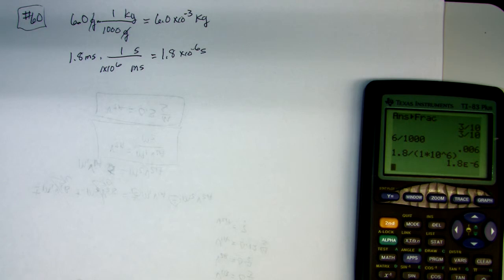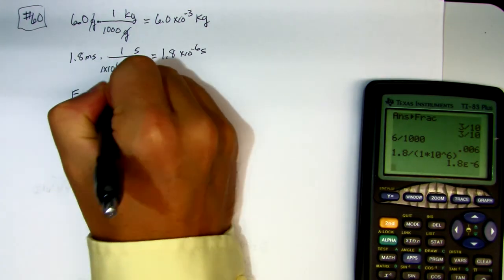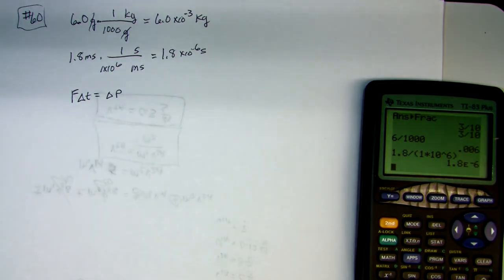What is the average force that stops the bullet? So I'm looking for force. So this is going to be F delta T equals delta P. Why did I use this equation? Because you have the momentum and time. Yeah, well, what are they asking to find? Average force. So I'm looking for F.